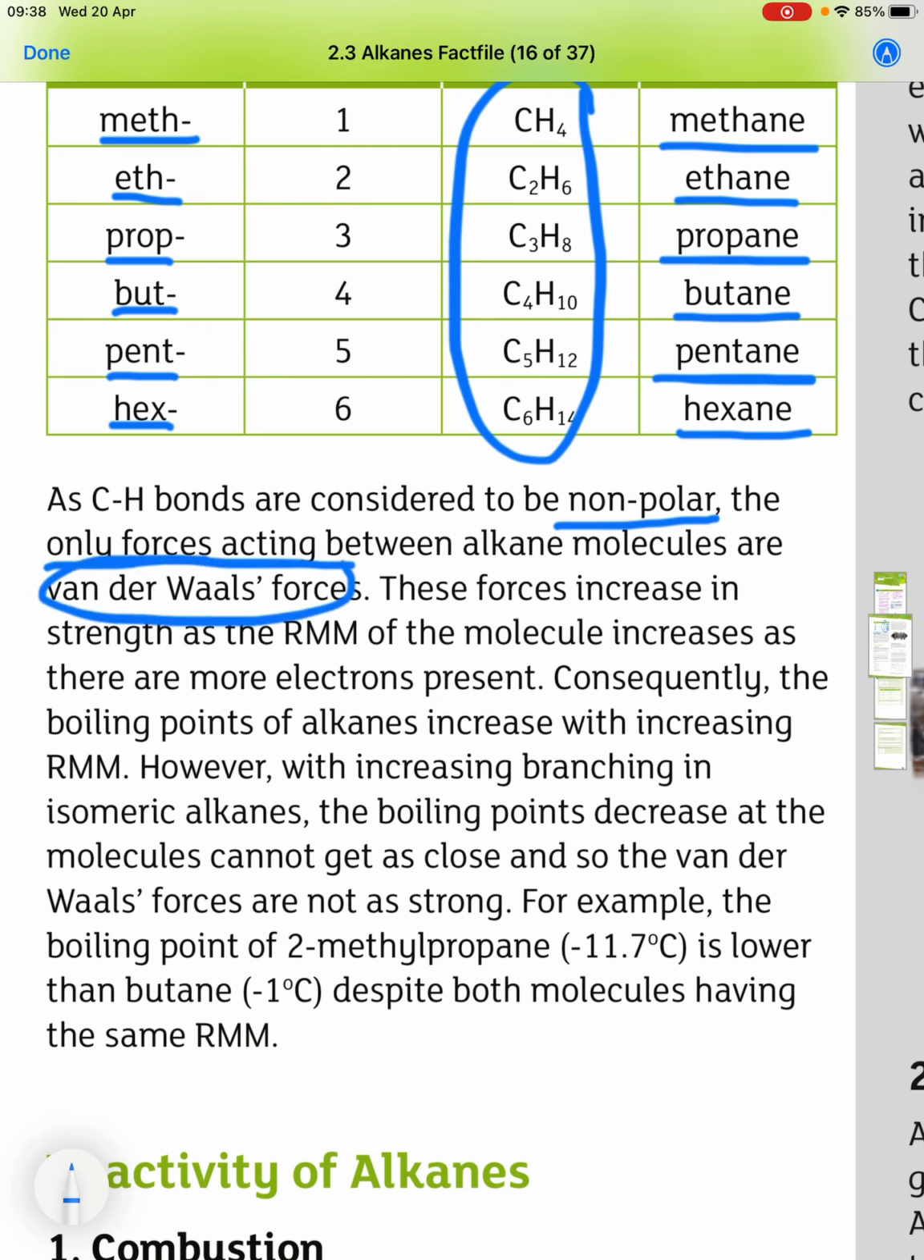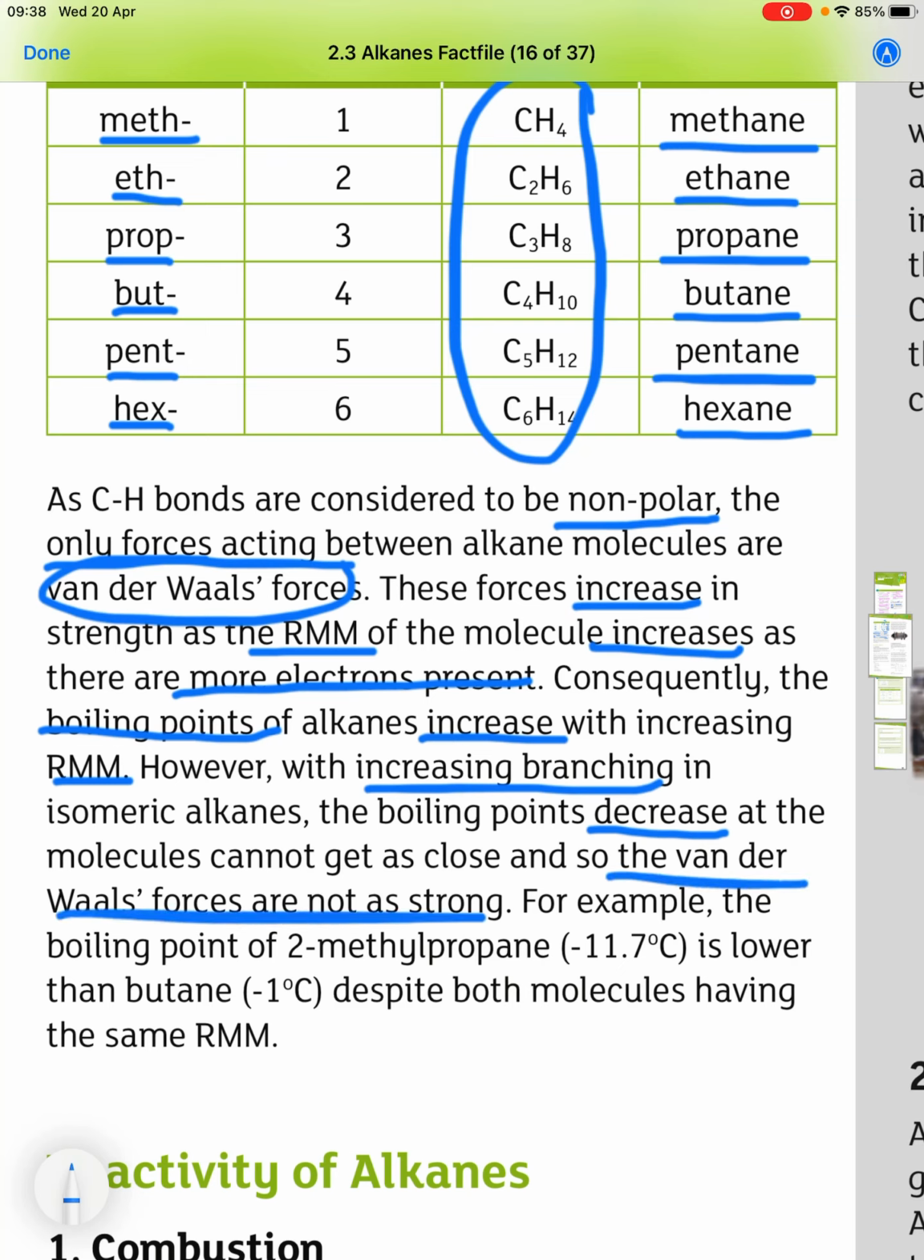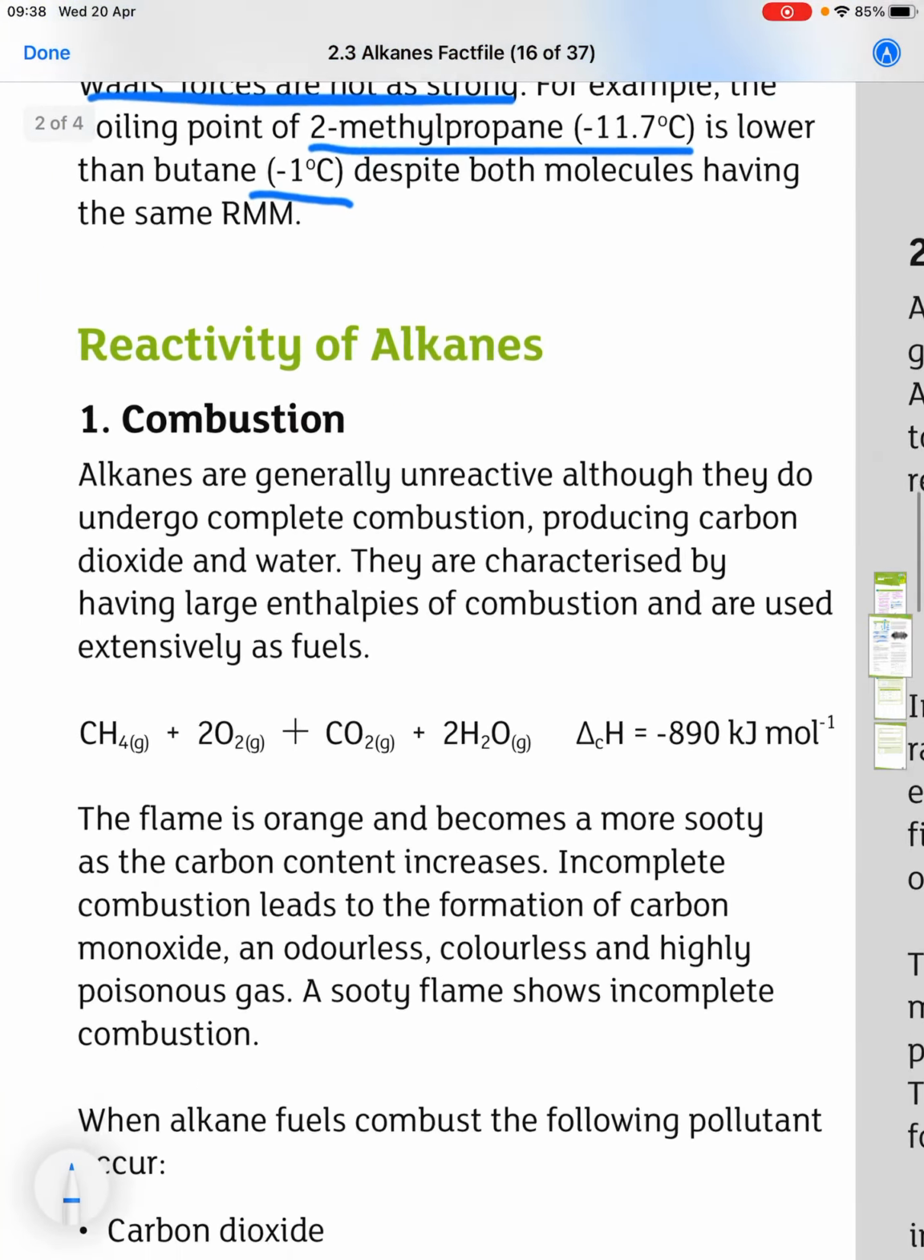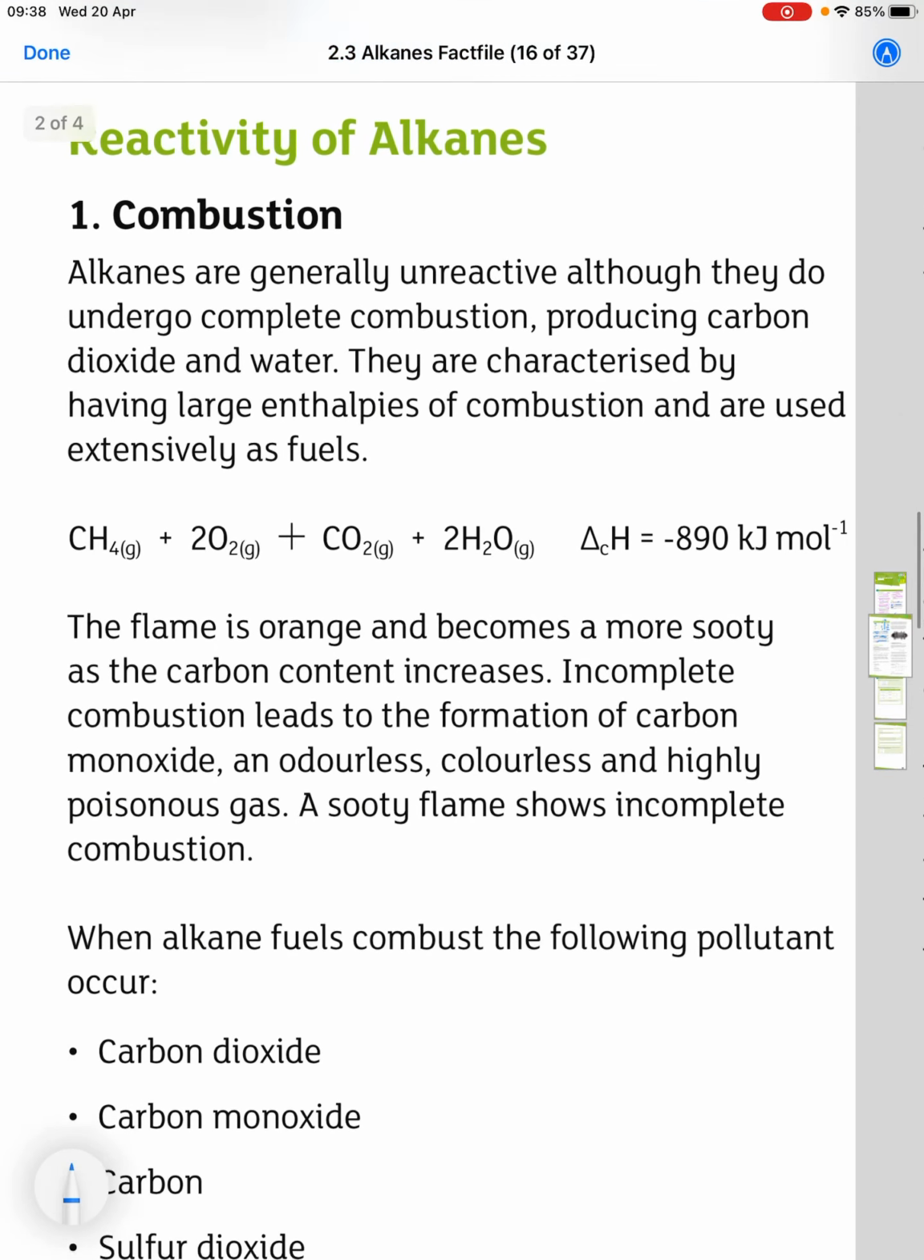As carbon to hydrogen bonds are considered to be non-polar, the only forces acting between alkane molecules are van der Waals forces, and these increase, as we know, in strength as the relative molecular mass of the molecule increases as there are more electrons present. Consequently, the boiling points of the alkanes increase with increasing relative molecular mass. However, with increasing branching in isomeric alkanes, the boiling points decrease as the molecules can't get as close, and so the van der Waals forces are not as strong. For example, the boiling point of 2-methylpropane is minus 11.7 degrees, and it's lower than butane, which is minus 1, despite both molecules having the same molecular mass.